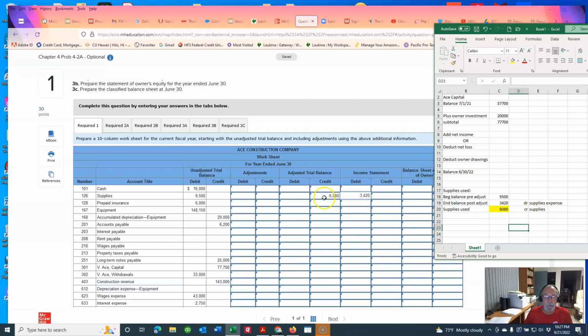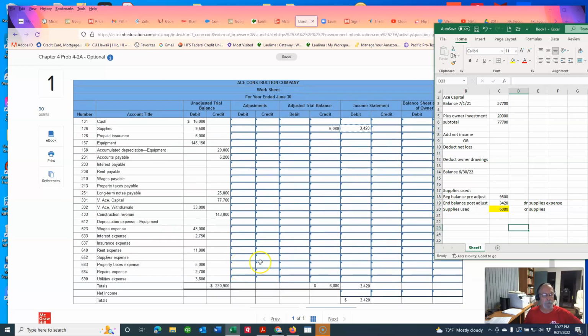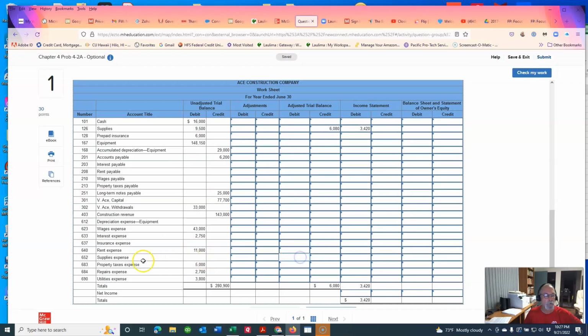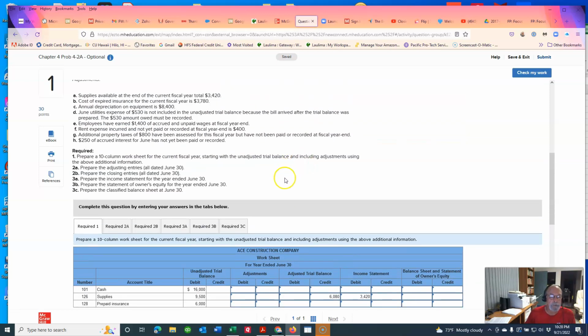So the asset account is going down or being decreased with a credit, and our offsetting debit will be to the supplies expense account, $6,080. Since our supplies expense account beginning balance or pre-adjustment balance is zero, and we're adding $6,080, our ending balance in the supplies expense account is $6,080. All right, that's adjustment A.